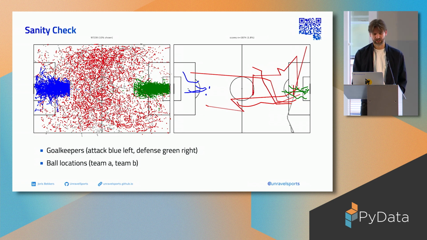The red dots and the gray dots are the ball locations. I took out all the other players because for a sanity check, it doesn't really matter. And then on the right, we see the same situation, but for all the frames that led to a goal in 10 seconds. We see that all the attacks sort of end in the box on the right, and the defending goalkeepers in the green are all on the right. So we sort of know that what we're doing makes sense here.